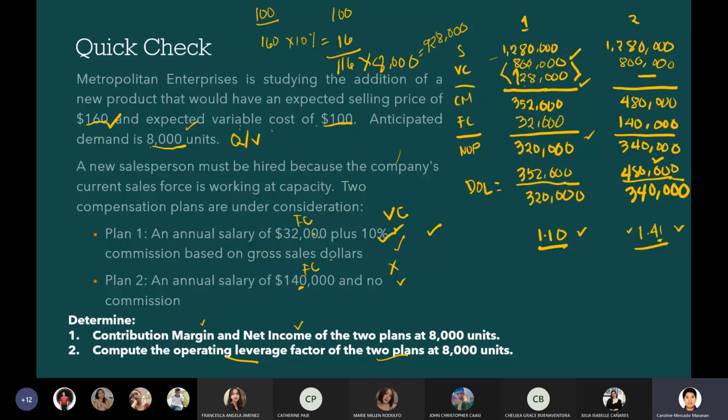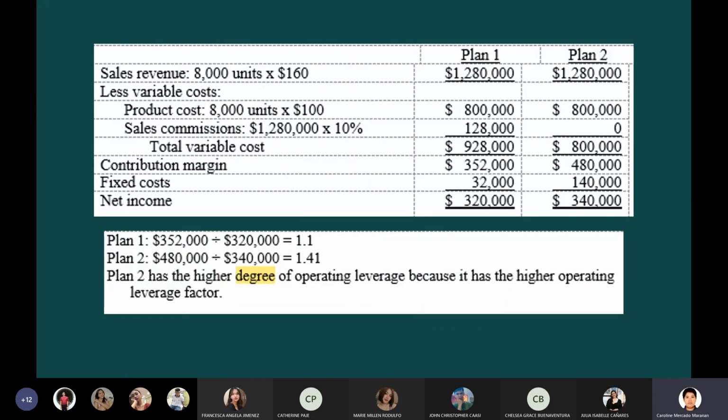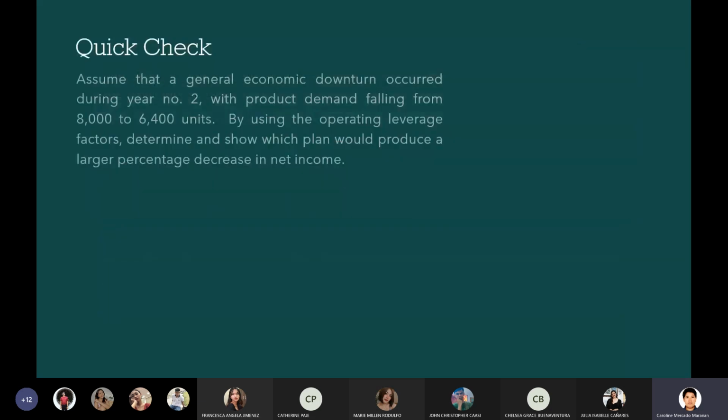Ma'am, paano yung ilagay natin dito? So, ito po yung naging computation yan. Tama, 1.1 and 1.41. So, lagay natin dito. Assume that a general economic downturn, yan. Nagkaroon daw ng downturn occurred during year 2. Kakaumpisa pa lang nung company. Nagkaroon ng demand falling from 8,000 naging 6,400. So, 8,000 units to 6,400 units.